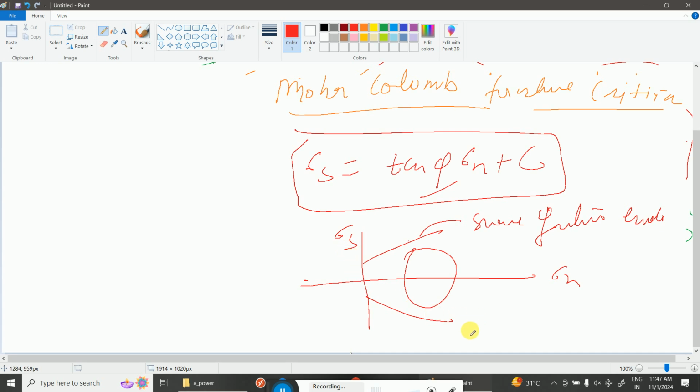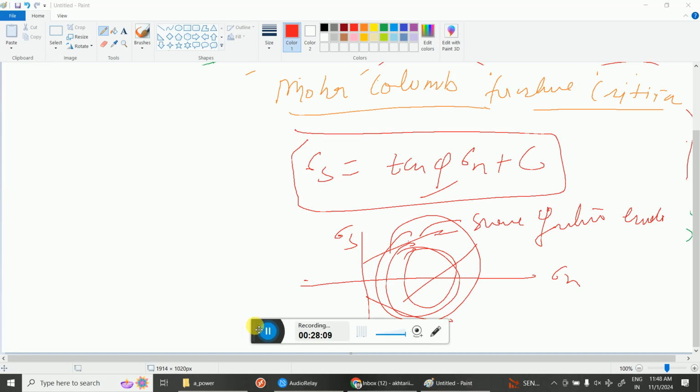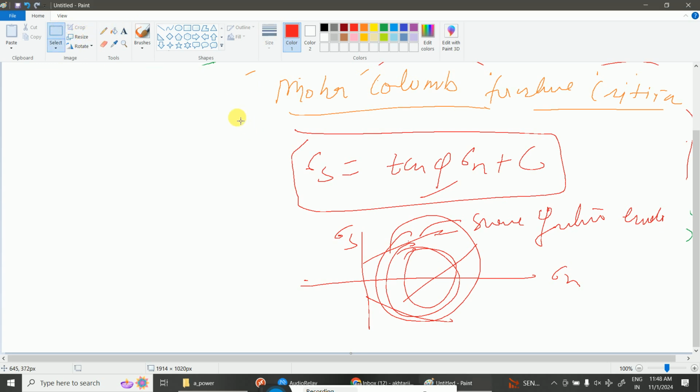So at the critical stage, this circle will touch here, and at the unstable stage, this circle will go beyond this tangent line. Now we will see some understanding through the equation.